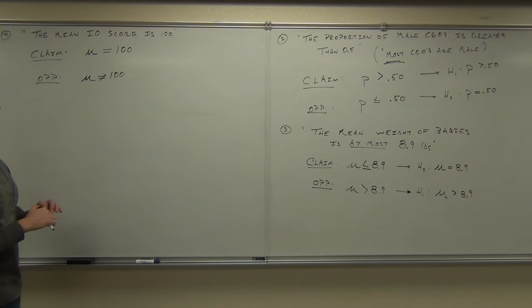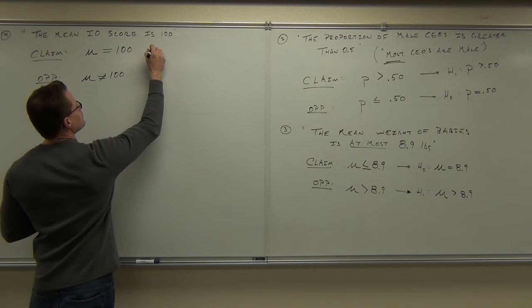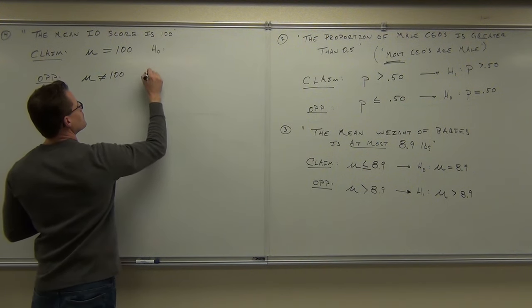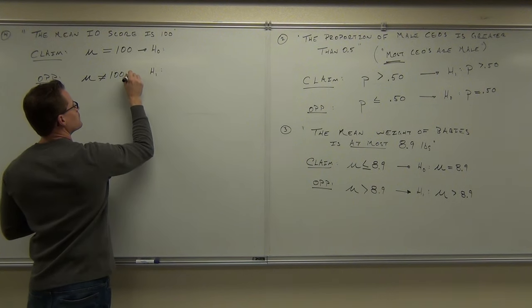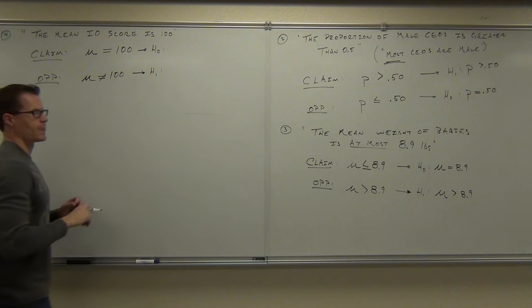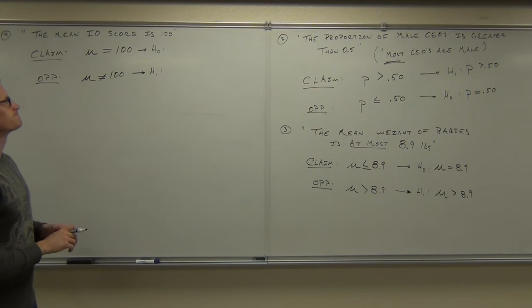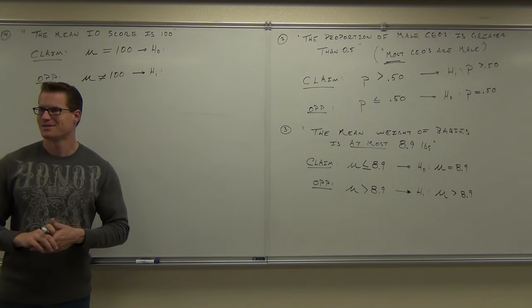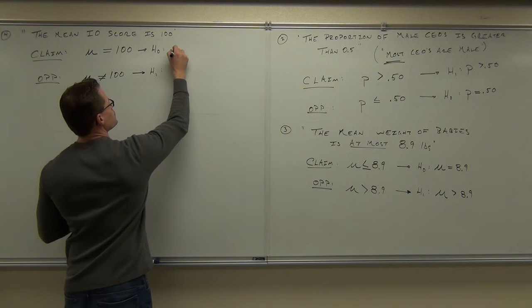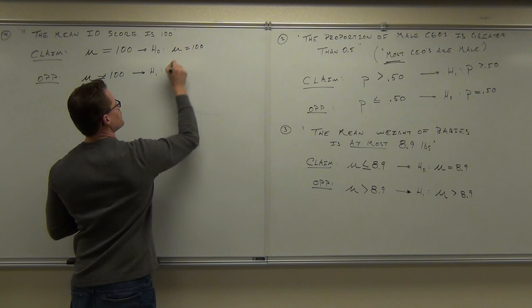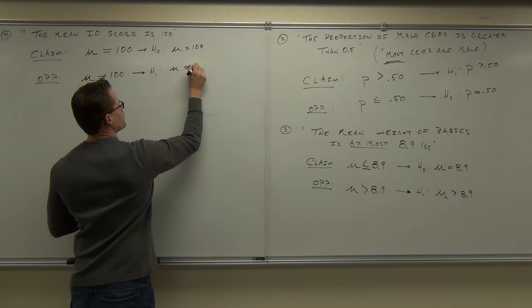Hey, which one of these is the H sub zero? Do we have to rewrite anything? That's kind of nice, right? We don't really have to change anything about this. We're just going to say that mu is equal to 100. Mu is not equal to 100.